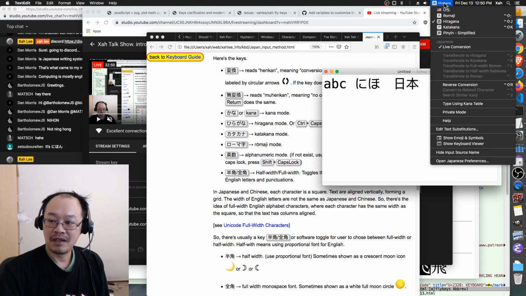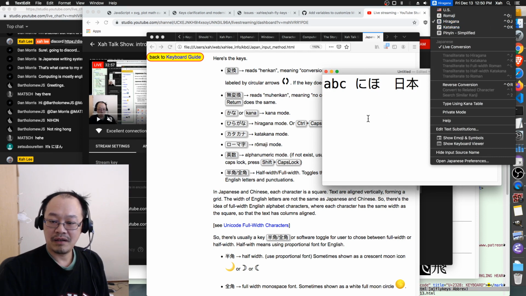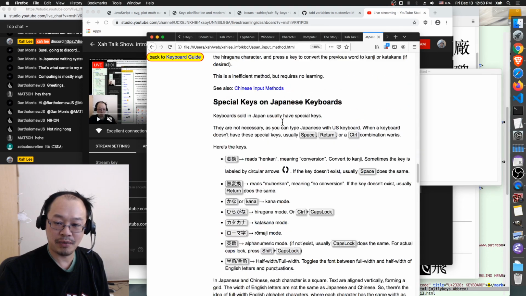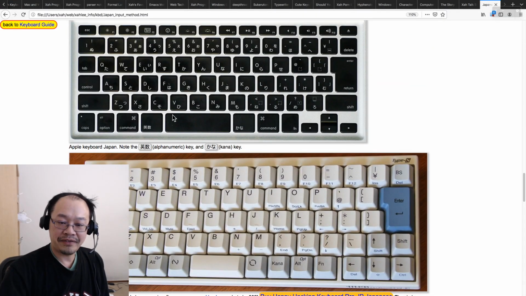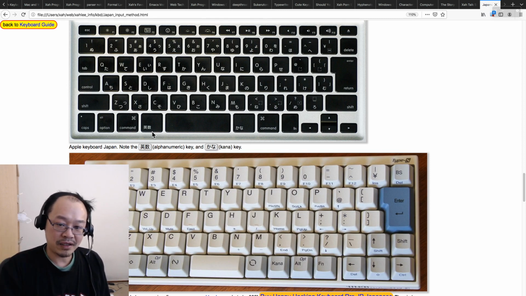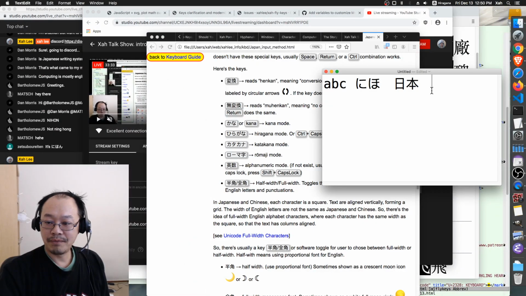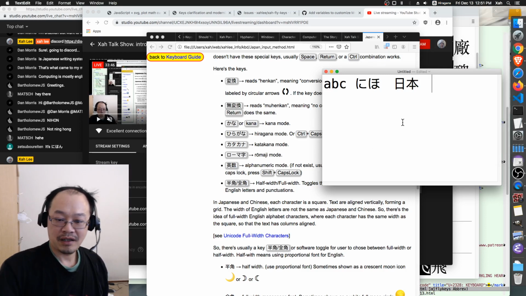So let's go back here. You can see there are keyboard shortcuts actually. But in Japan, if you buy a special keyboard, they have keys that correspond to the keyboard shortcuts. For example, this key to the left of the space, those are Chinese characters, kanji, meaning English and numbers, alphanumeric mode. When you press that key, the keyboard will behave just like a US keyboard. In our case, we can also press control shift semicolon for the same effect. So anyway, that's good.